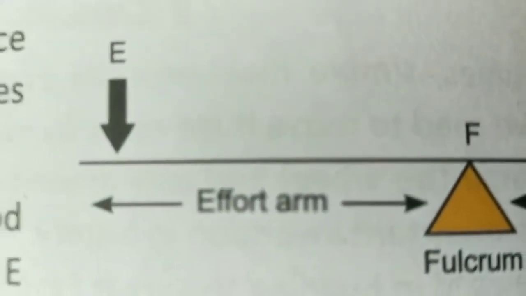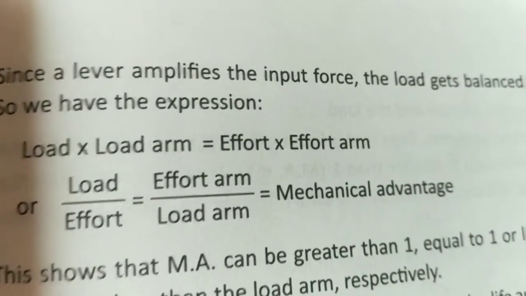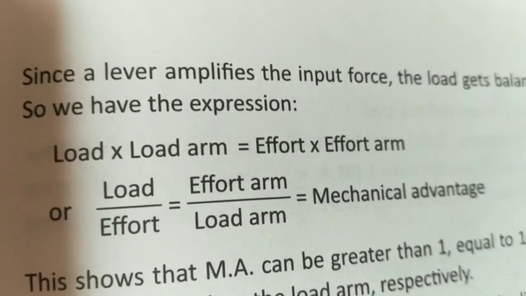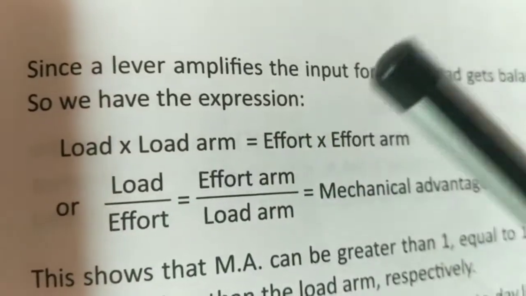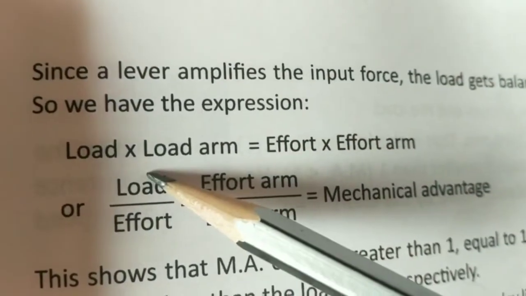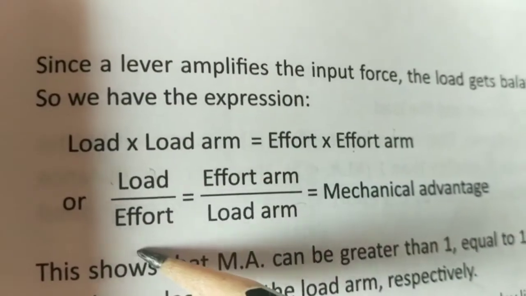The principle of the lever considers a load with a fulcrum at a point, and at one end the effort is applied, which lifts the load at the other end of the rod. Now let's see the mechanical advantage of a lever. Since the lever amplifies or multiplies the force which we apply, the load is balanced by the effort, and as a result we can lift a bigger or heavier object.